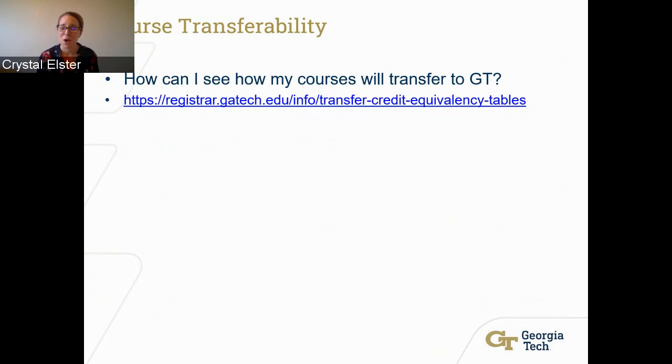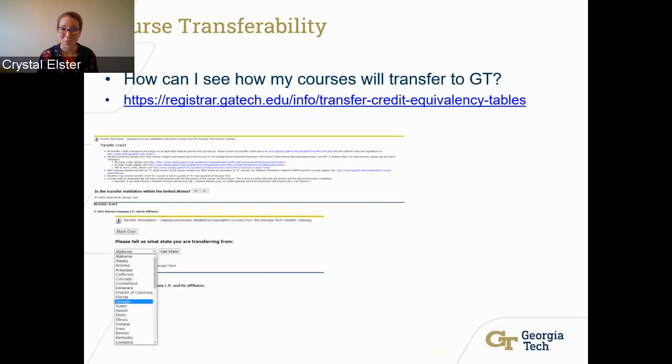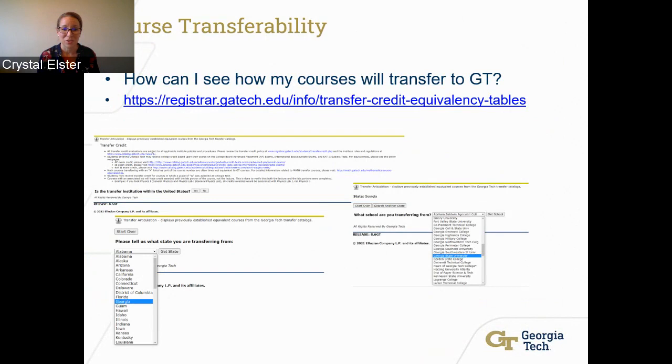So the number one question that we get in the registrar's office, and I think GT admissions gets too for our first year students and our transfer and pathway students, is how can I see how my courses will transfer to Georgia Tech? There is a great tool on our website where you can go to the transfer equivalency table and search. You can search if your institution is in the US or outside the United States, search by state, and then search for the college that you attended.